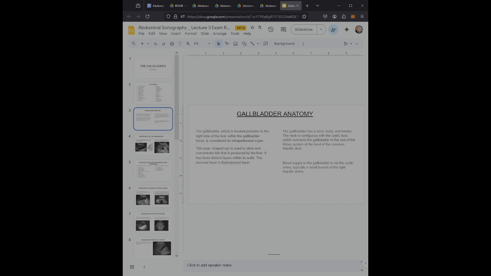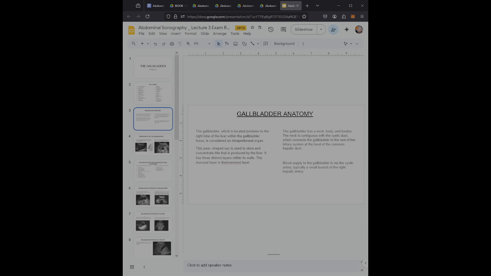It has three distinct layers within its walls. There's the mucosal layer, which is the innermost. Then we have the fibromuscular layer, and then we have the most outer serosal layer. The mucosal layer consists of multiple folds and rugae. The gallbladder has a neck, a body, and a fundus. The gallbladder neck is contiguous with the cystic duct, and this connects the gallbladder to the rest of the biliary system.